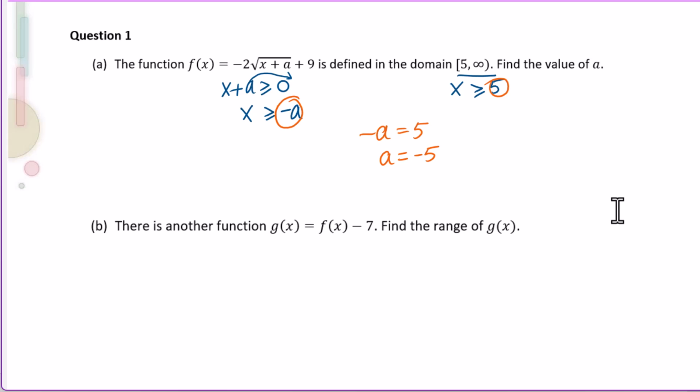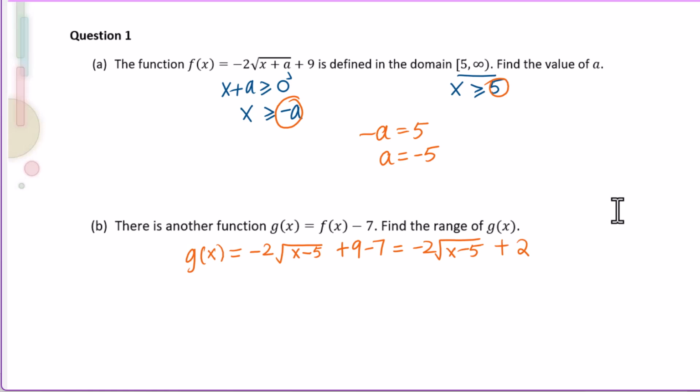There is another function, g of x equals f of x minus 7. Find the range of g of x. g of x equals f of x, which is this, so we plug in -2 square root of (x minus 5) plus 9 minus 7, since we already figured out a equals -5. Simplify: -2 square root of (x minus 5) plus 2.